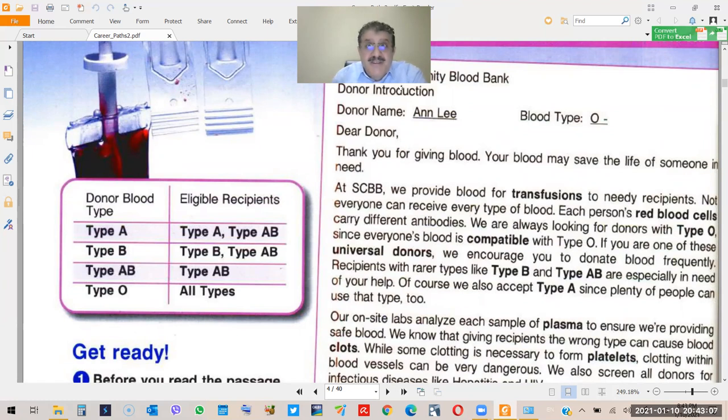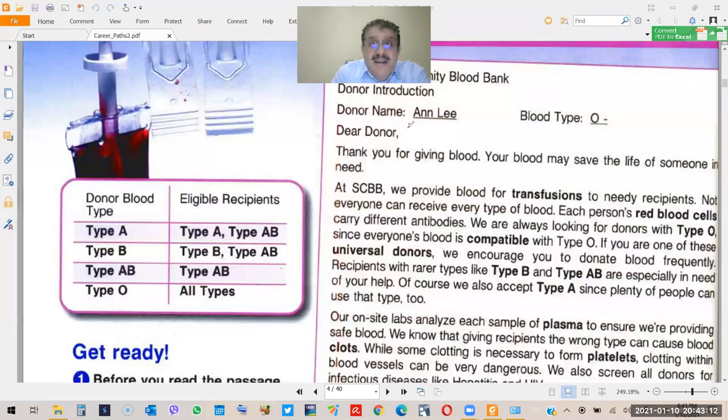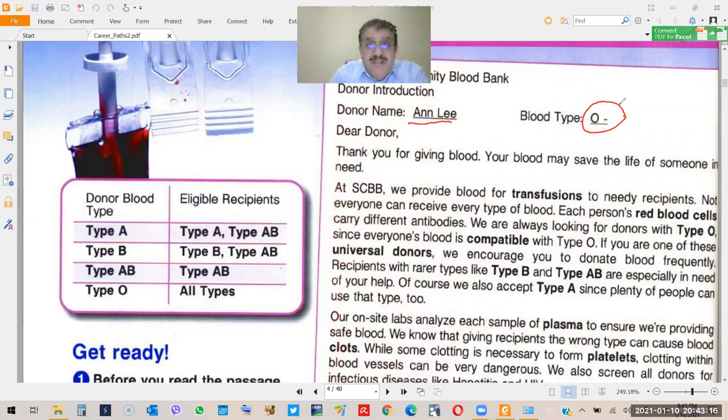An Lee, as you can see, donor's name. His name is An Lee, and his blood type is O. And of course, this letter is for him. Now I'm going to read the passage carefully, slowly, with explanation of what's going on in here.